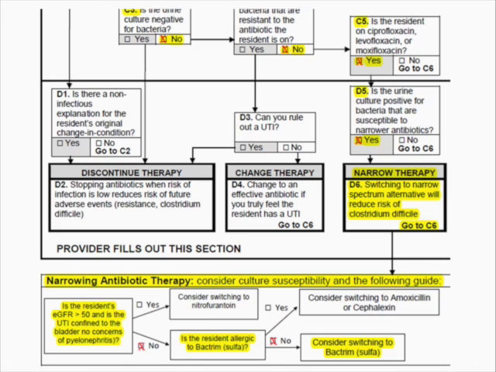The form asks if the resident's estimated glomerular filtration rate is greater than 50. In our example, the answer is no, which leads us to asking if the resident is allergic to Bactrim. If not, consider switching the antibiotic order from Cipro to Bactrim. Looking again at box D6, in addition to considering narrowing therapy, we are instructed to go to box C6.